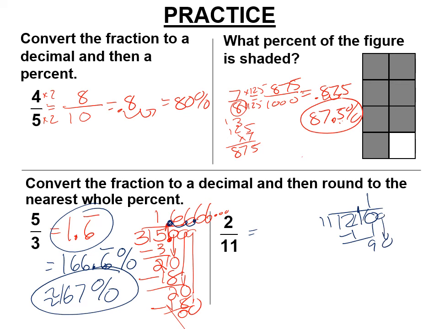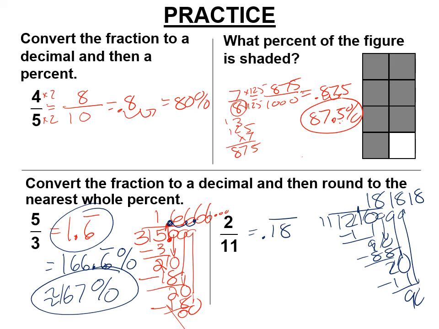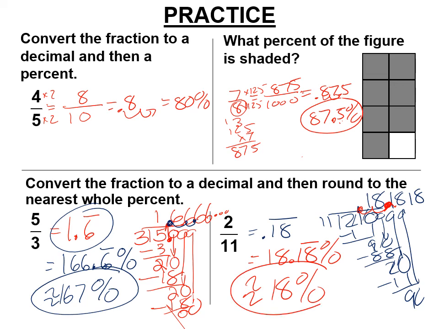So we get a remainder of 9. Bring down a 0. 11 into 90, 8. You get 88. Remainder 2. Bring down a 0. You get a 1, 11, a 9, bring down a 0, and you get 18, 18, 18 forever. This is 0.18 repeating. Again, move the decimal point twice here, so you see that it's exactly 18.18 repeating percent, but we're supposed to round that to the nearest whole percent, which is 18%. So 2/11 is 0.18 repeating, and it is around 18%.